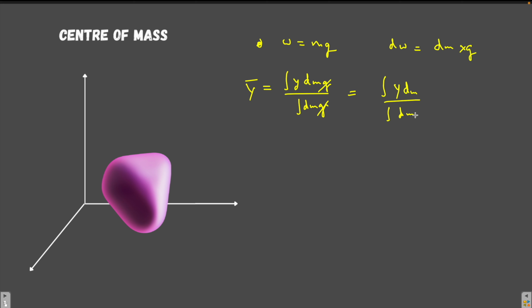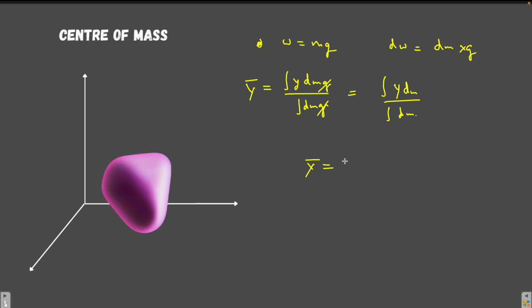Now this is the center of mass, and it does not include the acceleration due to gravity or gravitational force in it. And the procedure for finding out the center of mass is exactly the same as finding out the center of gravity. That is integration of y into a mass dm by integration of dm.